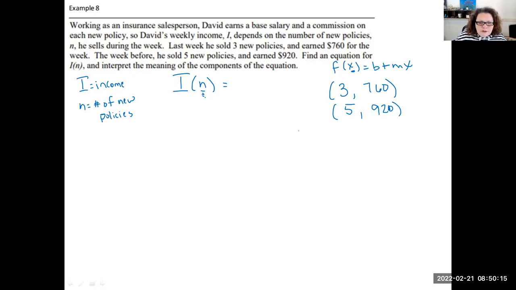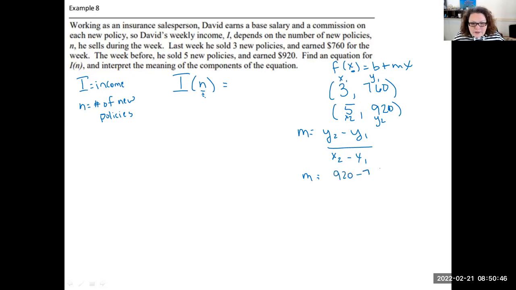So I'm going to come here and say M is equal to y sub 2 minus y sub 1 divided by x sub 2 minus x sub 1. You're going to want to have this written down so you have access to it easily for your exam. So x sub 1, y sub 1, x sub 2, y sub 2. Doesn't matter which one you choose for point 1 and point 2. Okay. You're going to get the same answer. So our rate of change is equal to 920 minus 760 divided by 5 minus 3.